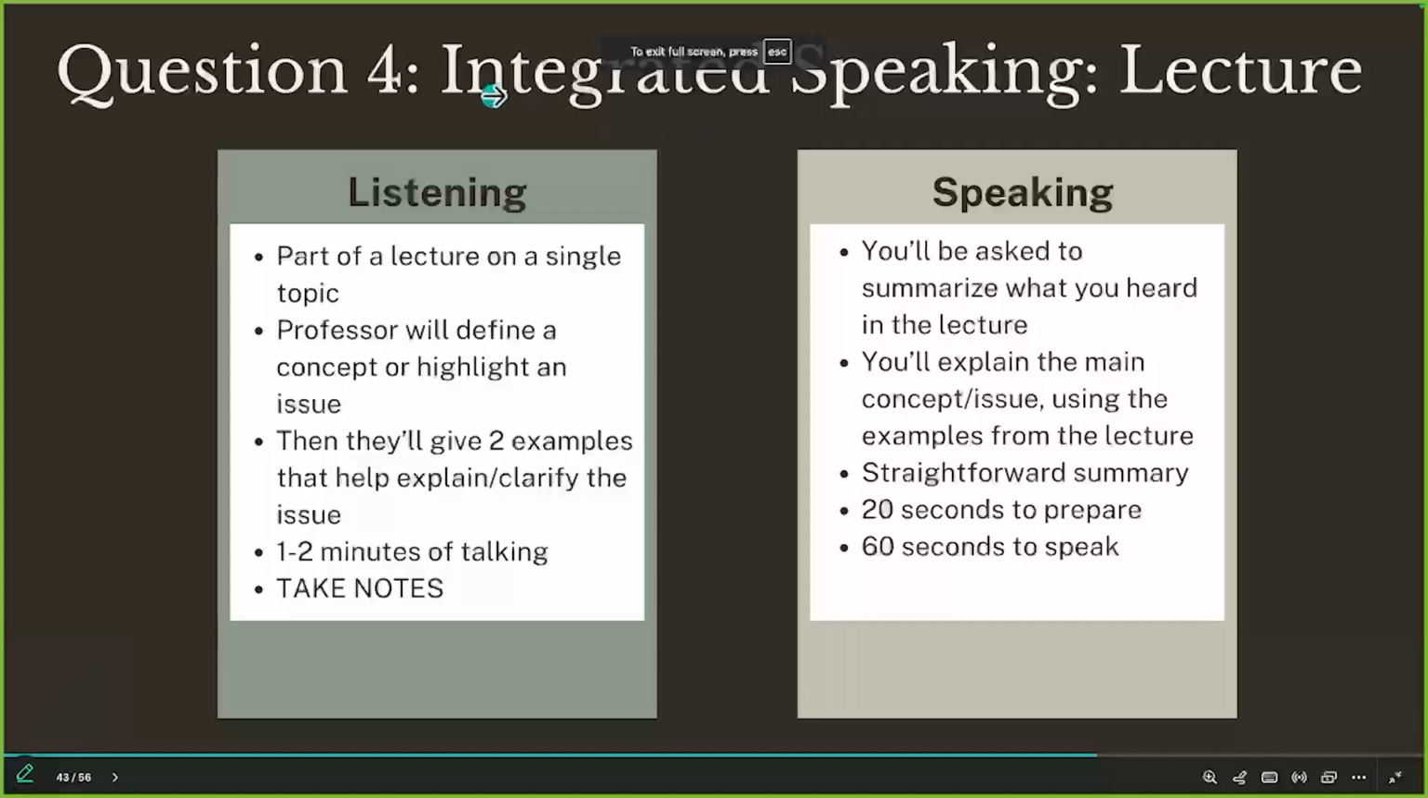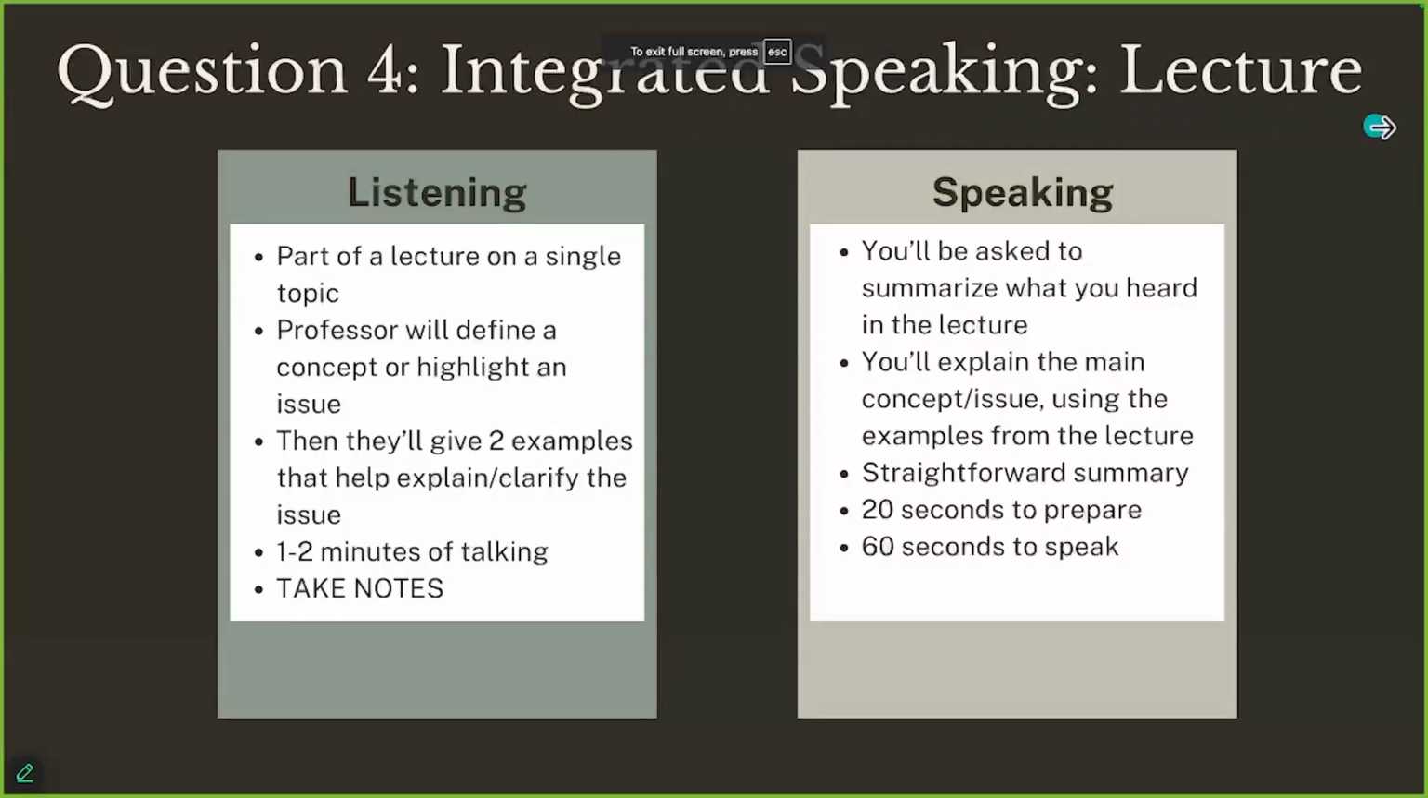So here is question 4. It's another integrated speaking question where you're going to listen to a lecture. It's a little easier though, I think, because there's no reading. You're listening to a part of a lecture on a single topic. The professor will define the concept or highlight an issue. They'll give 2 examples that help explain or clarify the issue.